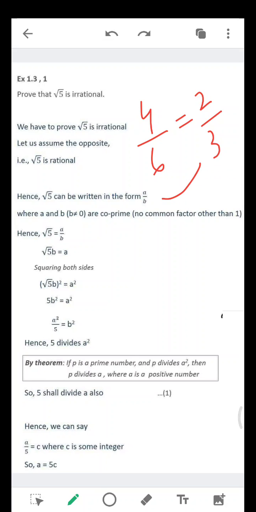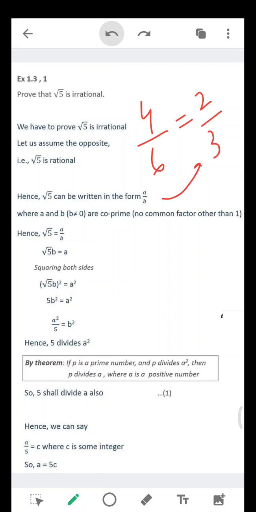So what does this a by b have to be? This a by b has to be co-primes. All simplified fractions are co-primes because they cannot be further divided, so they have no common factor other than 1. You can see 2 and 3 are not further divisible. So in a by b, a and b are co-primes.